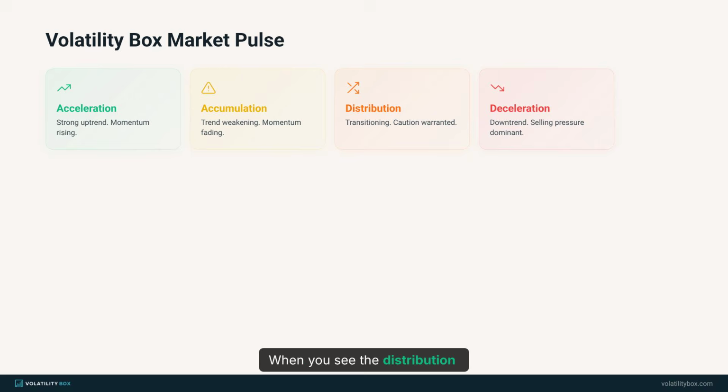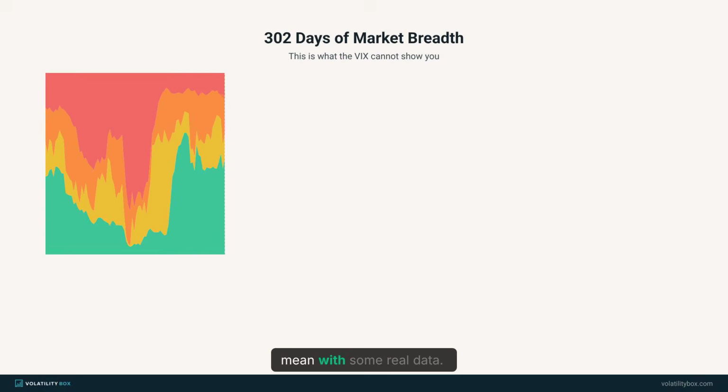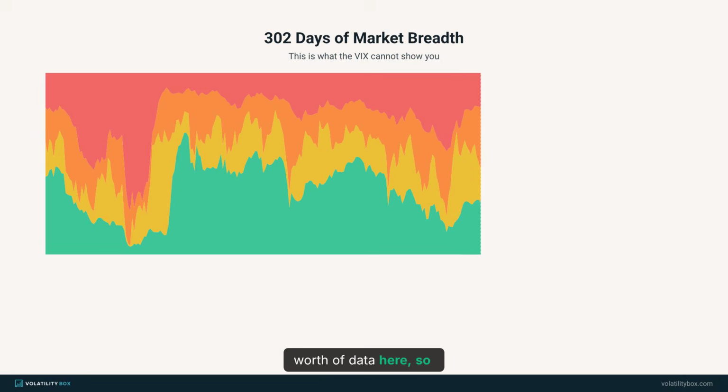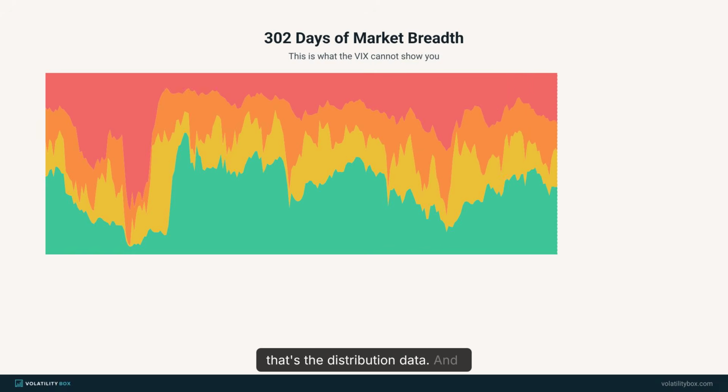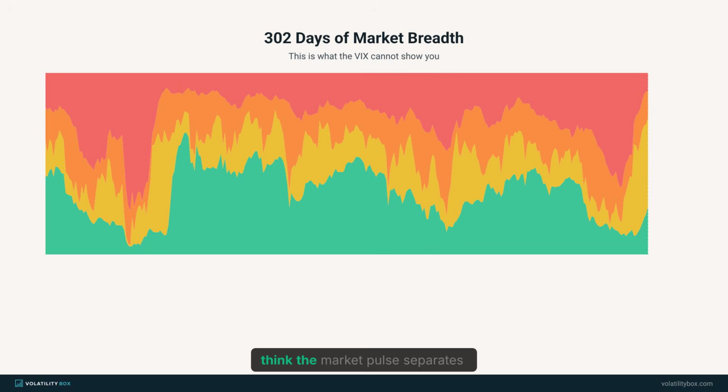When you see the distribution of these 609 symbols across the 4 colors, you're seeing what the VIX cannot show you. You're seeing the actual shape of the market. Let me show you what I mean with some real data. Now again, I told you we're using the past year's worth of data here, so that's the distribution data. And let's walk through what happened earlier this year. And pay close attention to the timeline because this is where I think the market pulse separates itself from everything else.